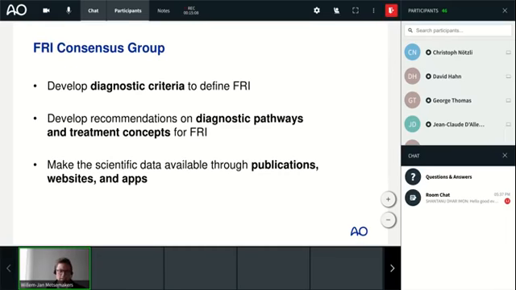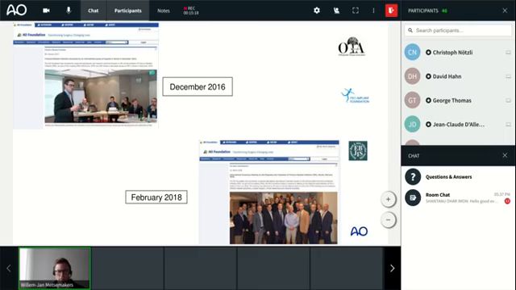Furthermore, of course, you want to make the scientific data available through publications, websites, and apps, and we'll come to that also a little bit later. And here we see the 2 consensus meetings that were convened, again under the umbrella of the AO, but with other organizations being involved as well.